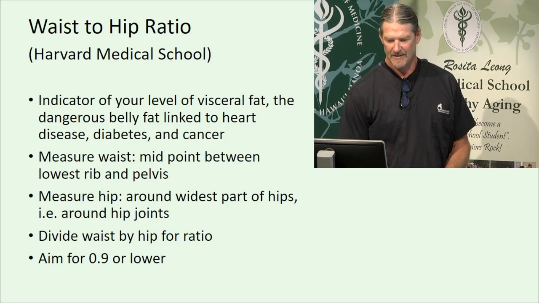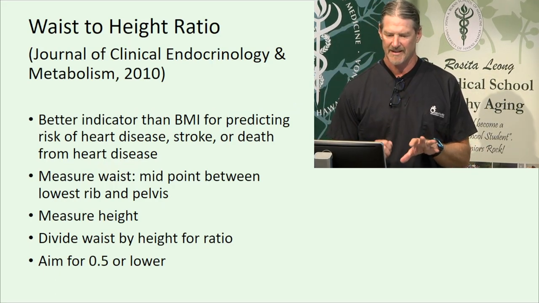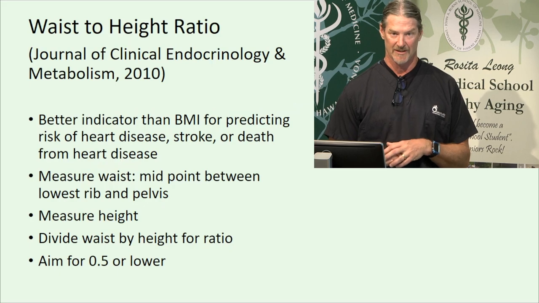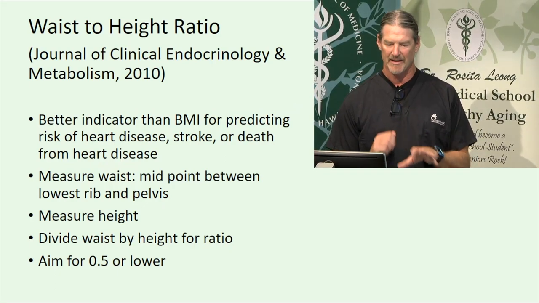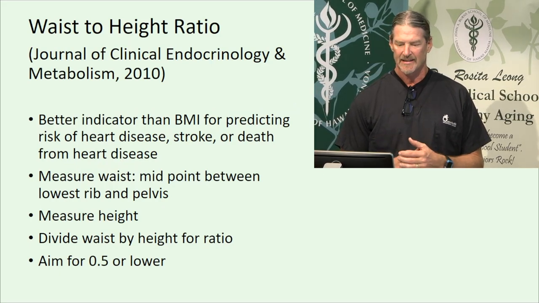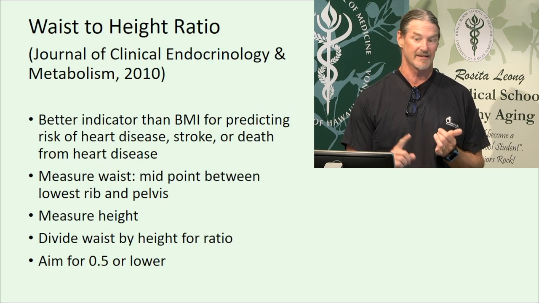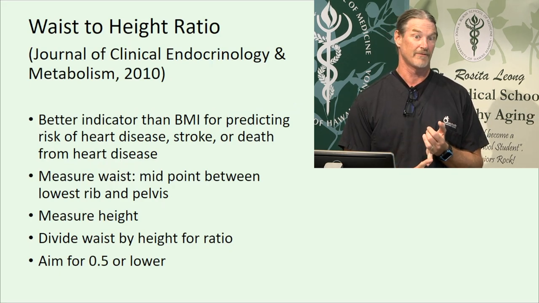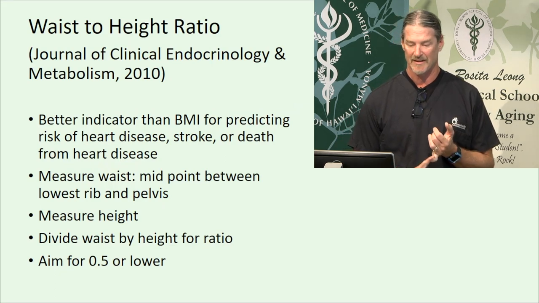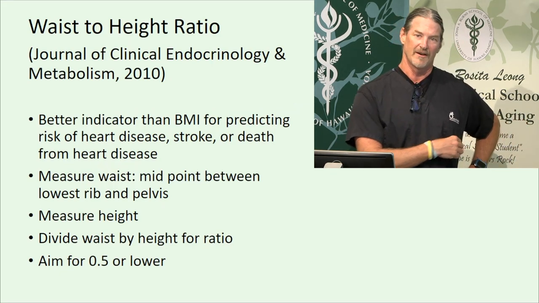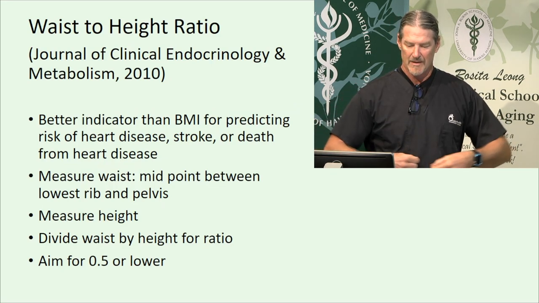So, okay, the next measurement is waist to height ratio, okay? A little bit similar to BMI, but not exactly, but we are using height. It's a better indicator than BMI for predicting risk of heart disease, stroke, death from heart disease. So again, we're gonna do that waist measurement, again, that midpoint between your pelvis and your rib cage. So we're gonna measure that again.